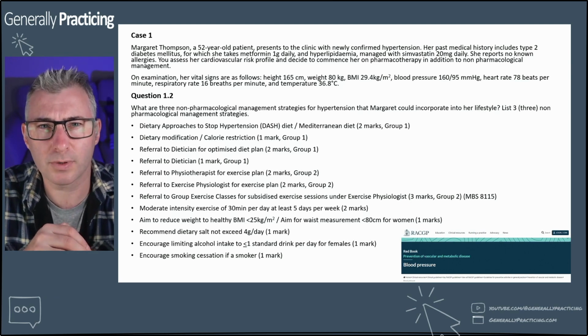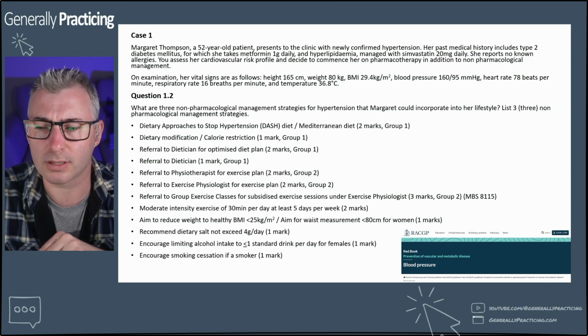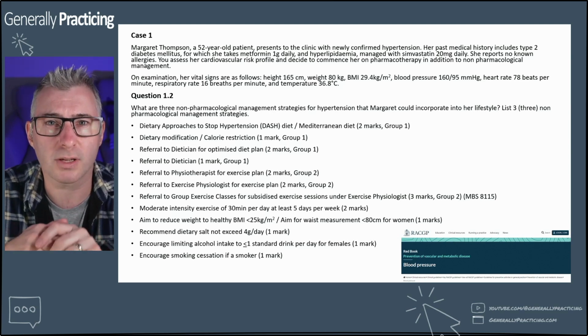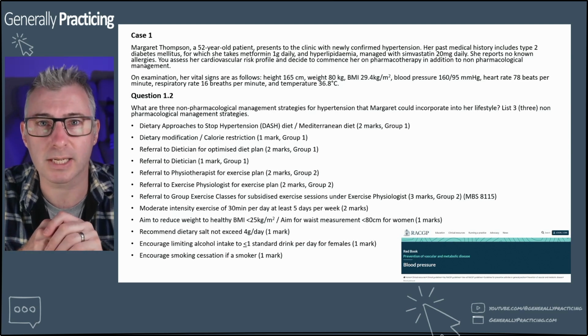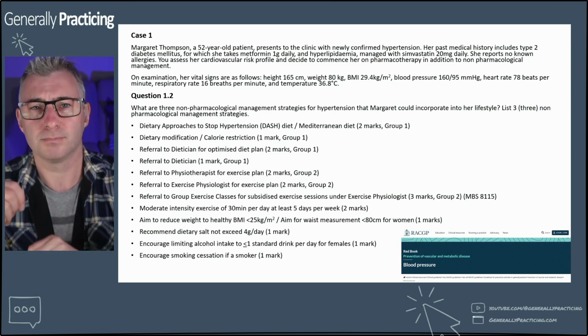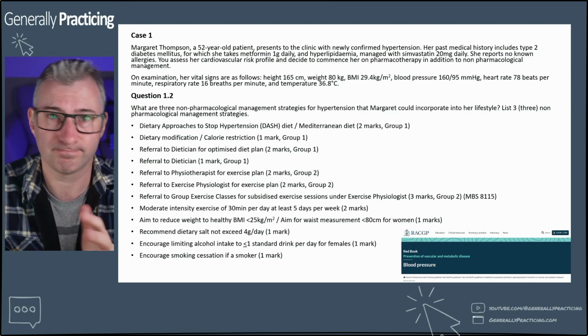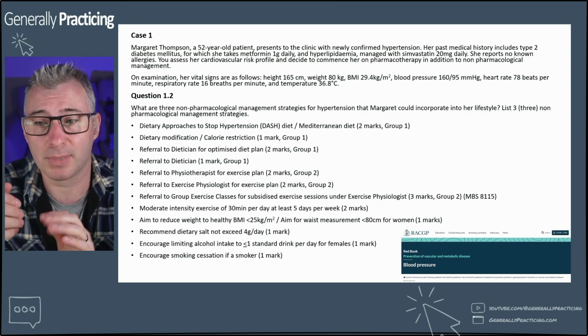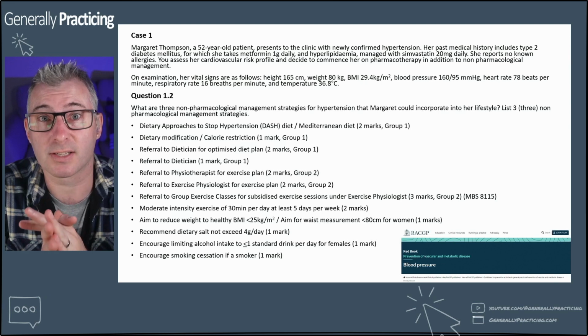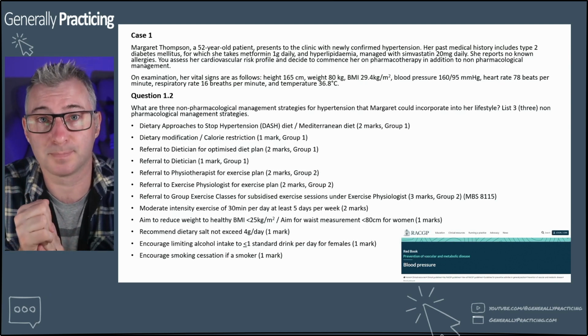Again, likewise, referral to dietitian for an optimised diet plan, really that's diet control. Given it does show that little bit of more finesse to it, I think you probably would get the 2 marks there, but again, lumped into that same group. Just specifying referral to dietitian, though, without that qualifier, yeah, we all know what it's for, but again, we want to be specific and concise in this exam, so I think 1 mark.